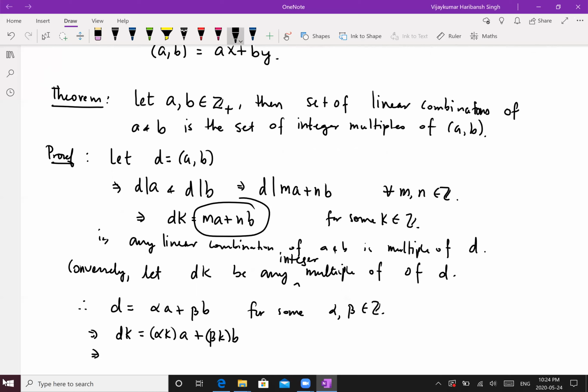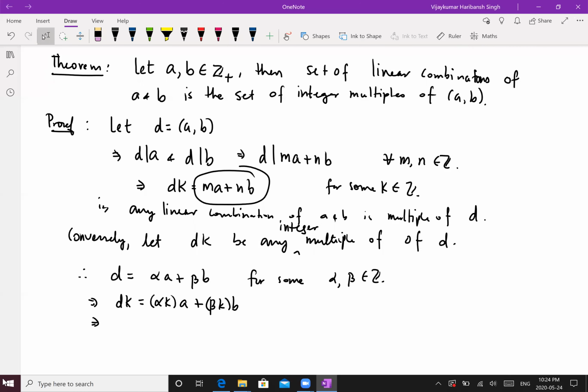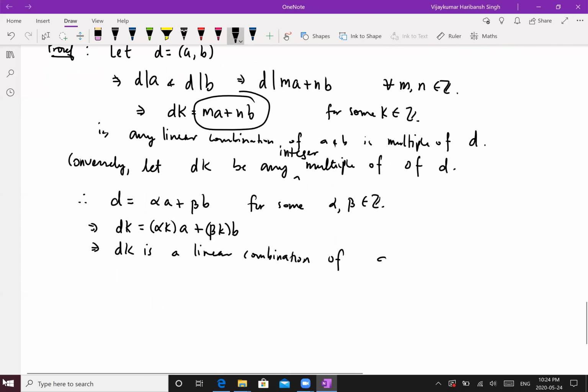This implies what? dk is a linear combination of A and B. And this proves our result that any linear combination is a multiple of D, and any multiple of D is a linear combination of A and B. So they are precisely the same set. All right.